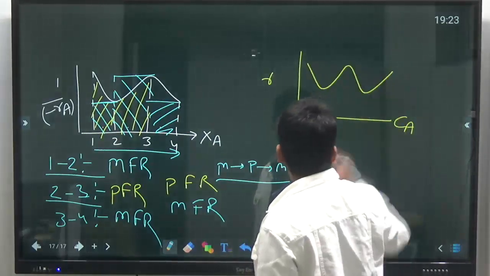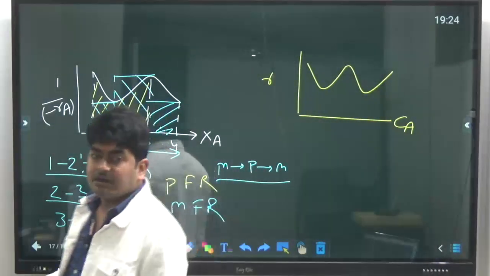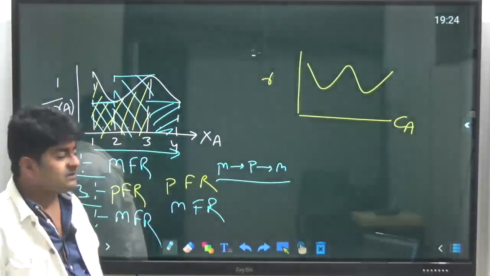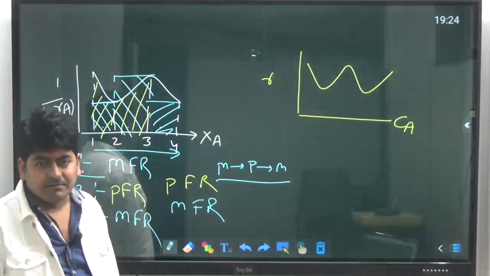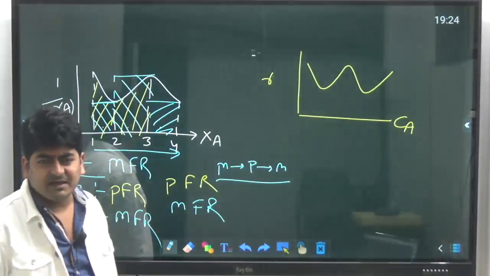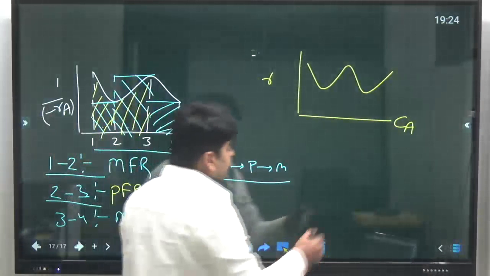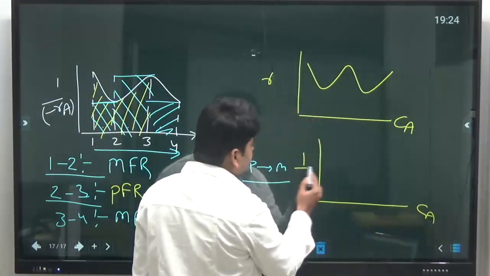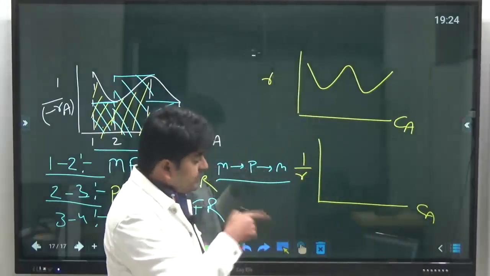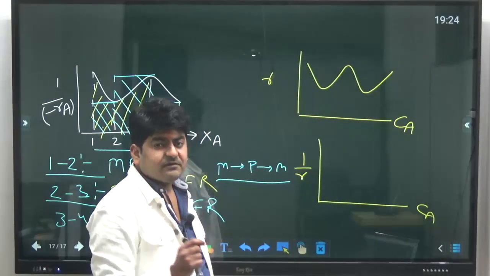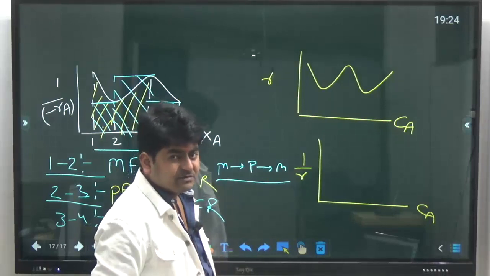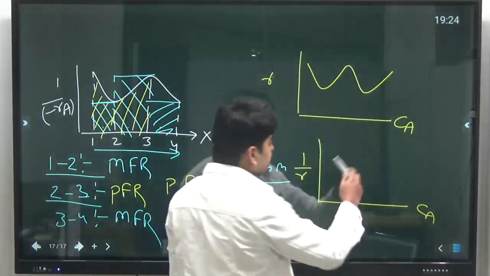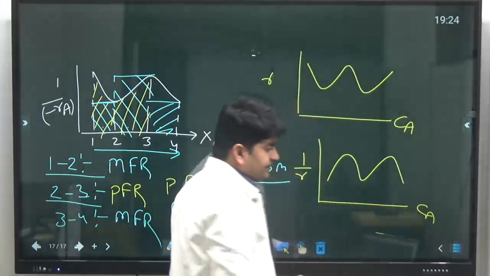Suppose the curve is given like this. So what is the best reactor arrangement? I can't tell anything because the curve between r versus CA doesn't represent anything. That is, it has no particular significance. But I know one thing: if I take the reciprocal on the y-axis, I make it 1 by r, then it will become a performance curve. And we know the significance of the performance curve. So what to do? Make maxima minima, minima maxima, so it will become like this.